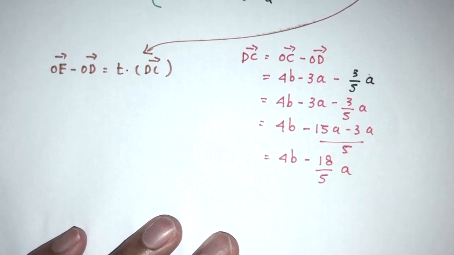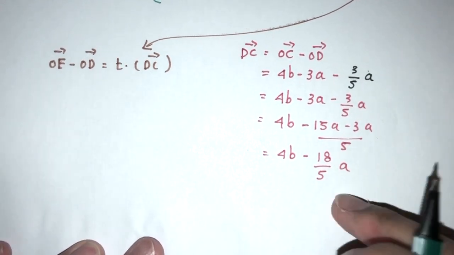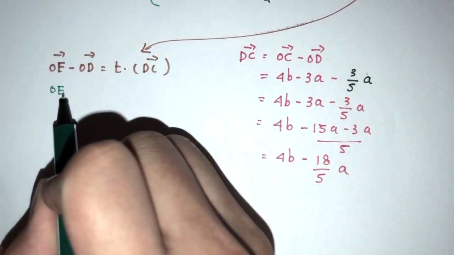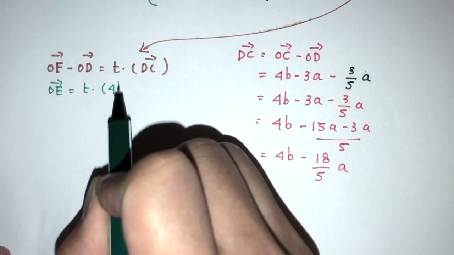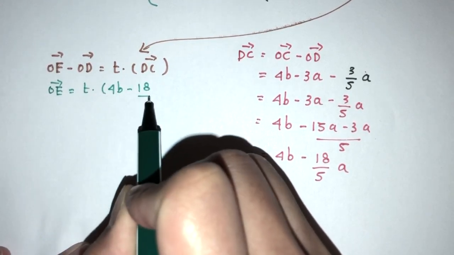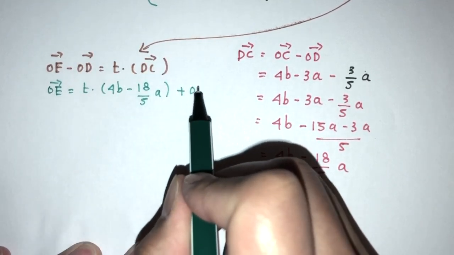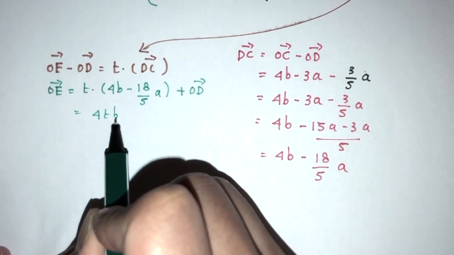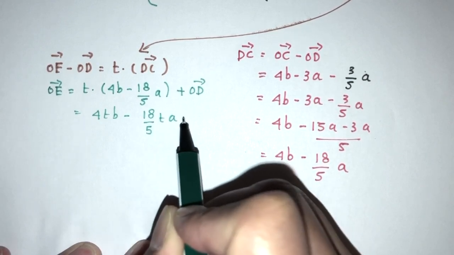Well, this question was 5 marks, so definitely expect some work to do. It's not as easy as it would have been. So now we place back in the equation. OE has to be t multiplied by 4b minus 18 over 5a. Send this over here, become plus OD. So you will expand the brackets: 4tb minus 18 over 5ta plus OD.